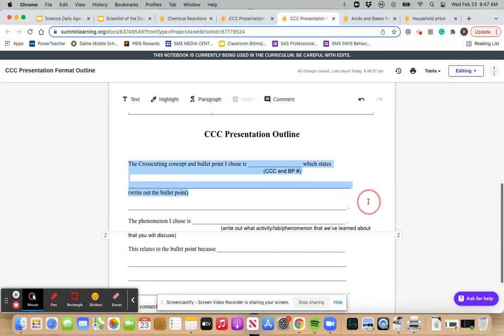But here's how I would start. Tell me what cross cutting concept and bullet point you chose. And then I would write out the full bullet point. When you're speaking, you want people to know what you're connecting to. So you're going to say the bullet point out loud.